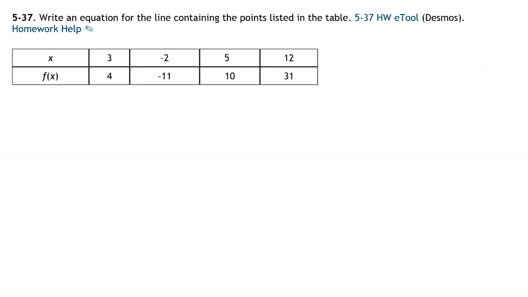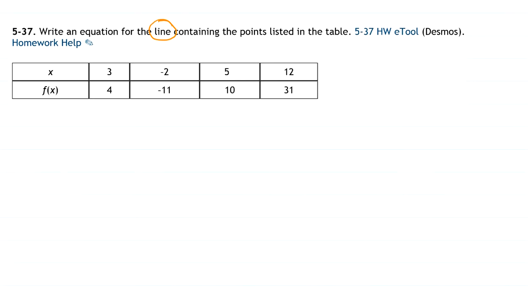Write an equation for the line containing the points listed in this table. First of all, I want to point out that they are telling me this is a line. So I'm not going through and trying to figure out whether or not it actually is a line. I'm just assuming, yeah, these points all fall on the same line.